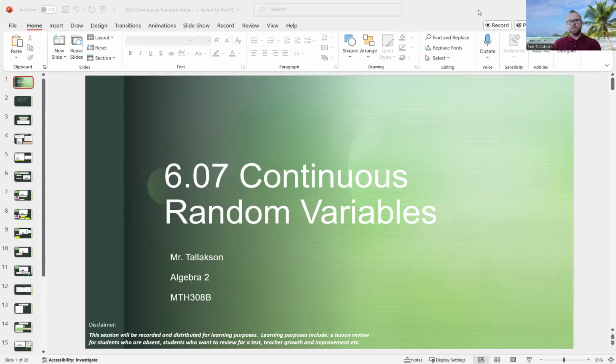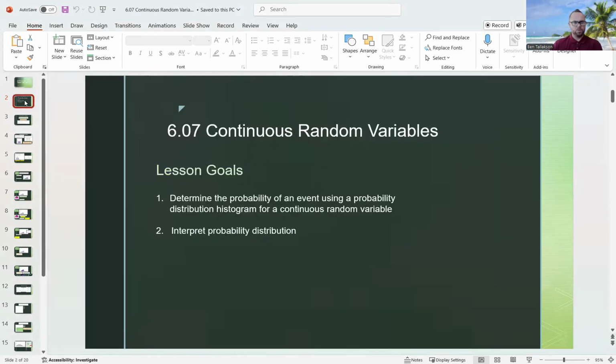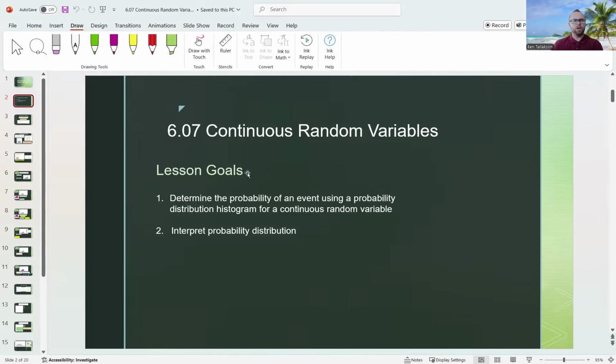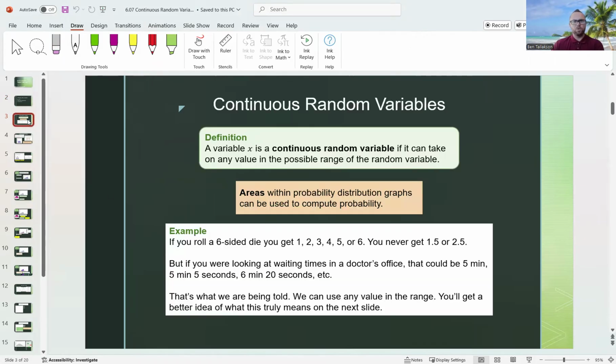All right. Let's look at 6.07 continuous random variables. Two goals today. Determine the probability of an event using a probability distribution histogram. That's another word for bar graph. For a continuous random variable, interpret probability distribution. So what is continuous? What are continuous random variables?